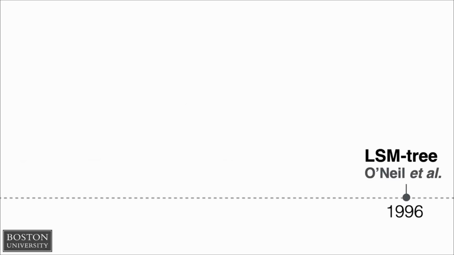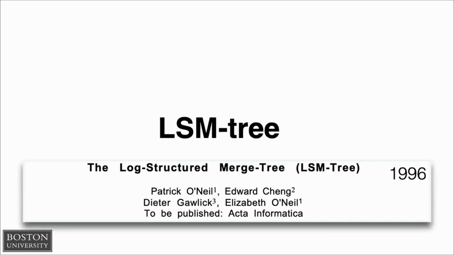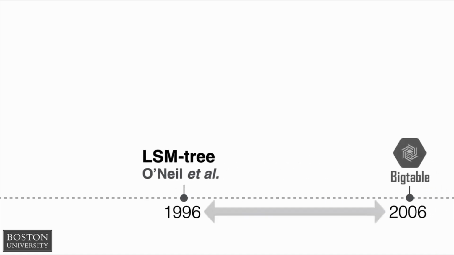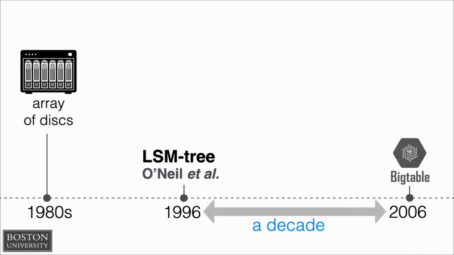So maybe you'll know there was a paper already back from 1996 where Pat O'Neill described the LSM-tree. However, after 1996, there was no real use of LSM-trees for over 10 years, when Google picked it up with their Bigtable design. So why was there no big use of LSM-trees for these 10 years?